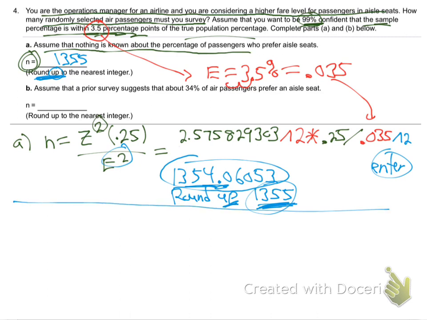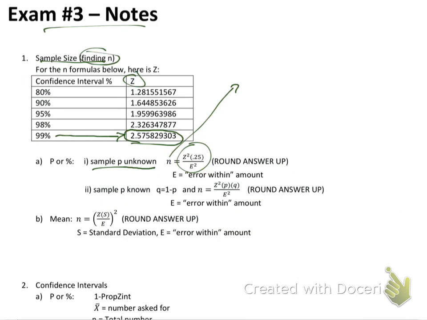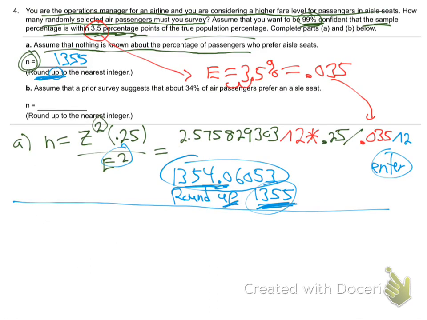They mean round up. Whenever you do n, notice the table here. They all say round answer up, round answer up, round answer up. Always. Okay, so now let's do part B.